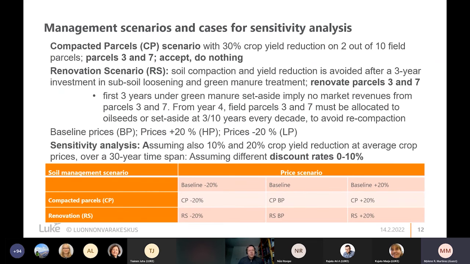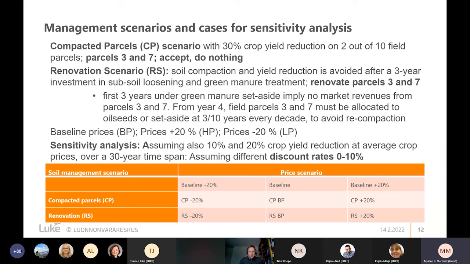And we have management scenarios and cases for sensitivity analysis. Let's say that we have a compacted parcel scenario with 30% crop yield reduction on 20% of the land available at the farm. Compacted parcel scenario means that the farmer does nothing to fix this. And there's a renovation scenario where the farmer renovates parcels 3 and 7.